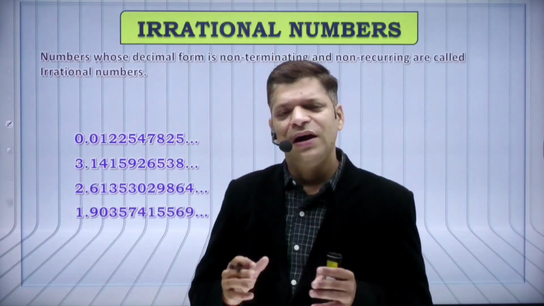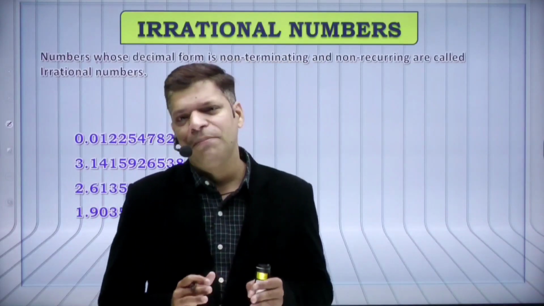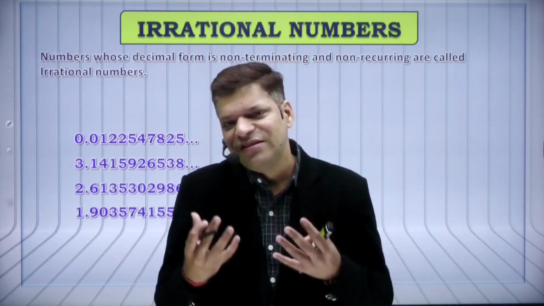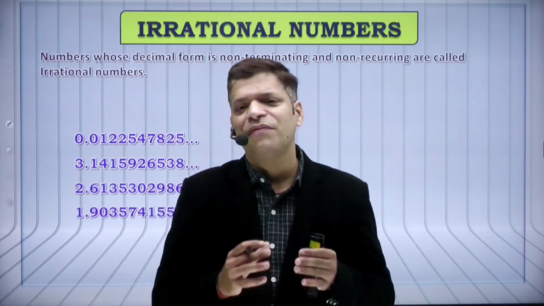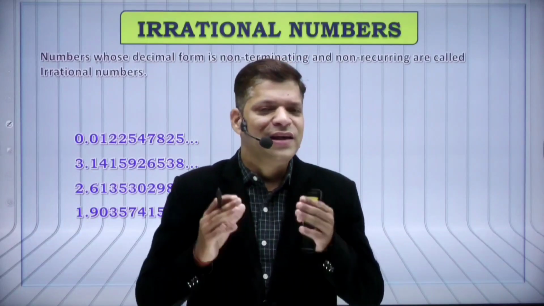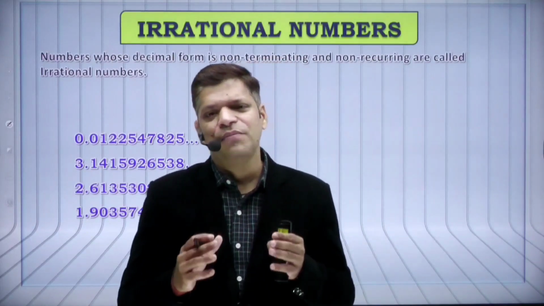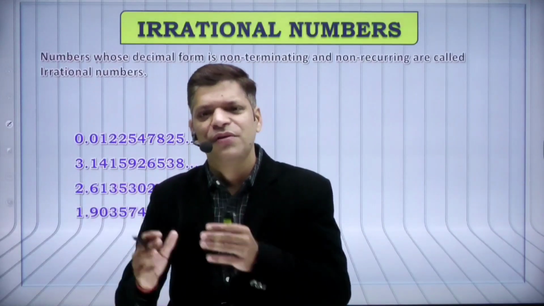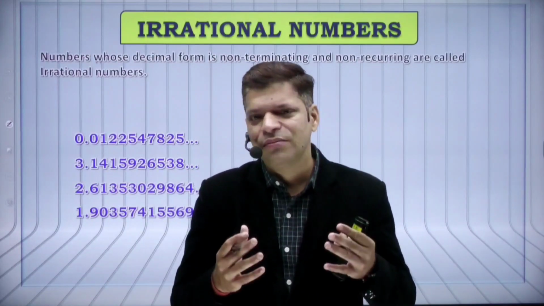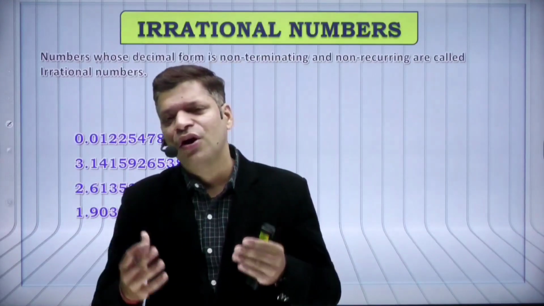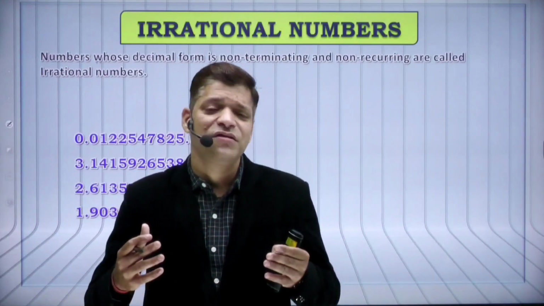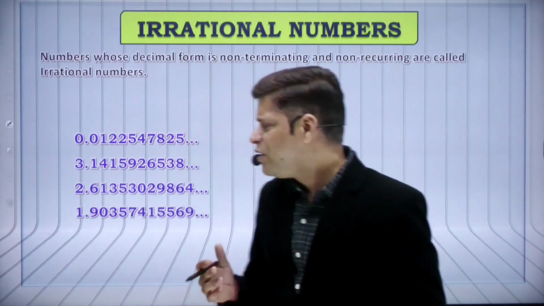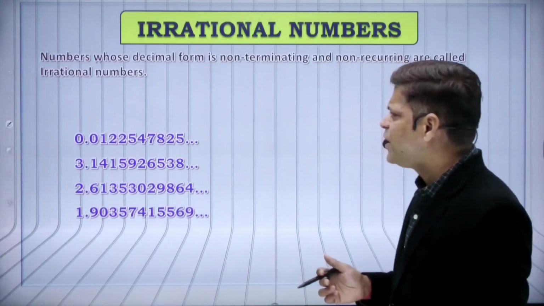Numbers whose decimal form is non-terminating and non-recurring are called irrational numbers. Whenever a number is given in the form of p by q, we find its decimal form, and with the help of the decimal form we can easily define which are rational numbers and which are not rational numbers, that is, which are irrational numbers.